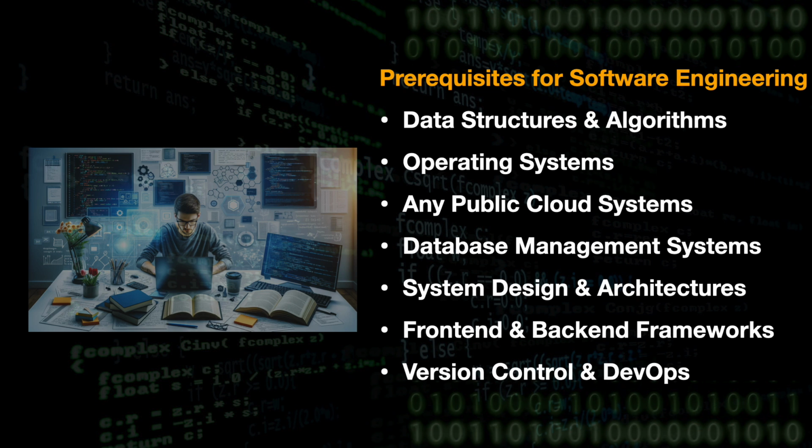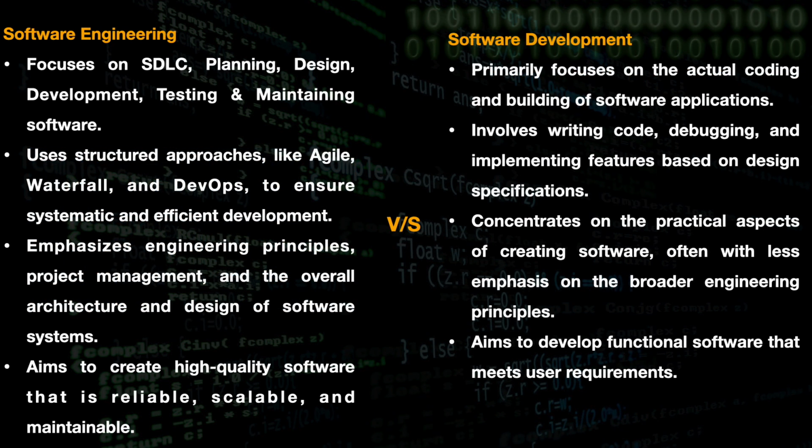Now, what are the topics we should know as a software engineer? Data structures and algorithms are the fundamental requirement. A high-level understanding of operating systems, any one public cloud system, and database management systems is a must. We should know the fundamentals of design principles and architecture. To develop any application, we should have practical knowledge of any one front-end and back-end framework. In order to operate our code, we should know version control, CI/CD, and DevOps fundamentals.